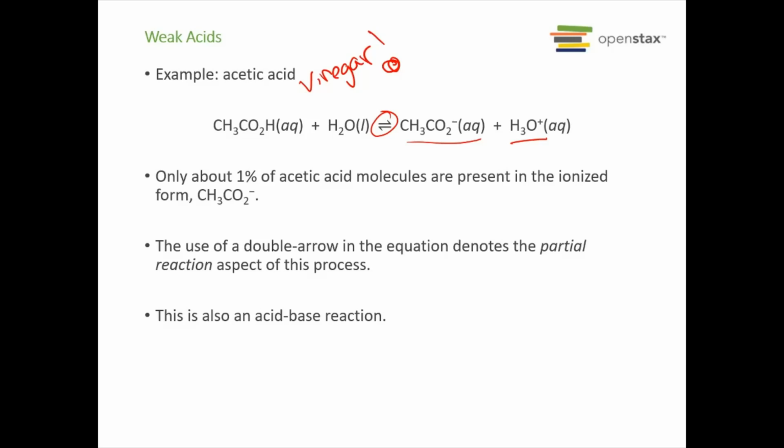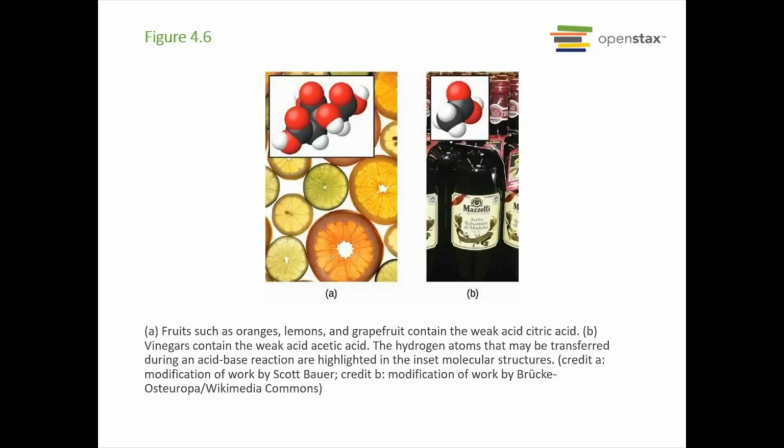If you see an acid and you see the double arrow, that's a big indicator it's a weak acid. Strong acids only go in one direction. Weak ones go in both. A lot of fruits, the citrus fruits, have citric acid, which is a weak acid. Vinegars have acetic acid.